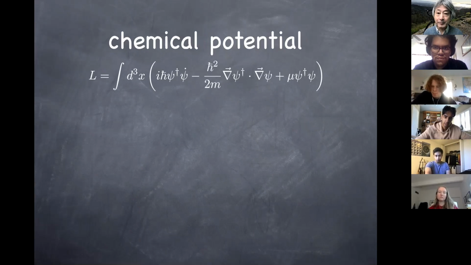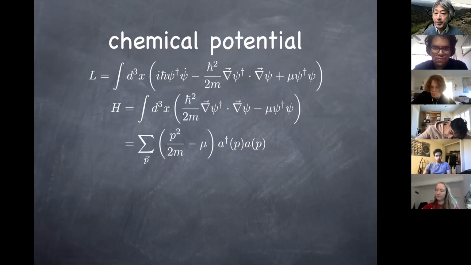Okay. So now we start putting in the chemical potential, just like what we used to do in the case of bosons. When you put in the chemical potential, you add this term mu psi dagger psi. And the Hamiltonian is psi dagger psi dot minus L, so that cancels this first term, and the Hamiltonian has these two terms now. And as you have learned already, once you go to momentum space, the first term just becomes p squared over 2m. The second term is just the number mu. So for each momentum mode, you have these creation and annihilation operators, with this eigenvalue of the energy, p squared over 2m minus mu.